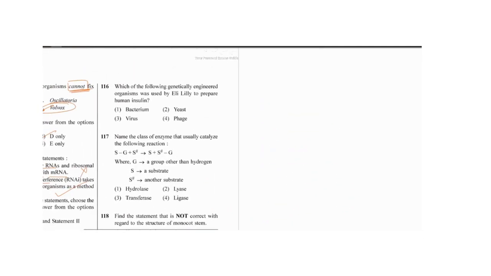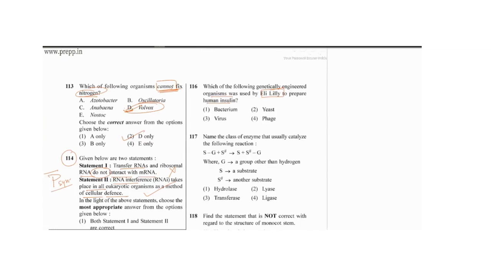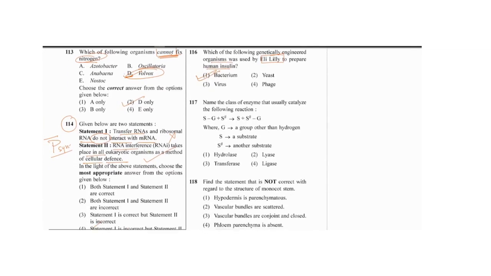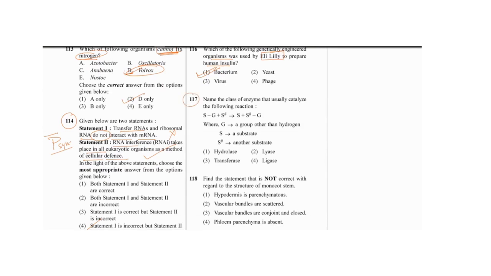Now let's see question number 116, which says: which of the following genetically engineered organisms was used by Eli Lilly to prepare human insulin? For human insulin, what they have used is bacteria. Okay, and then the transferable or non-transferable, what type of class is there?